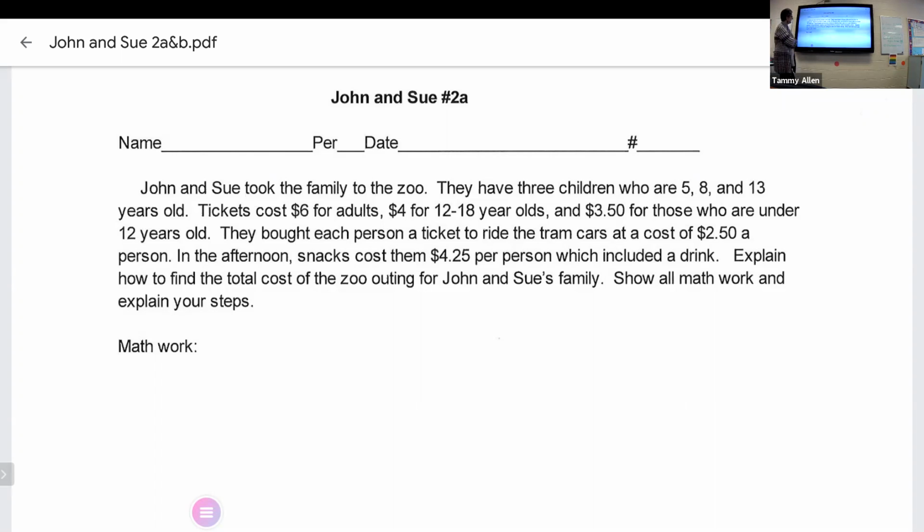Okay? We need to remember that their children's ages are 5, 8, and 13. And again, why is that important? Because of how much people. Okay, so the ticket prices can be different. So we're given the ticket prices. We are going to ride tram cars. We're going to get snacks, which include a drink. We will know the total cost of the zoo outing. Please circle all important numbers.